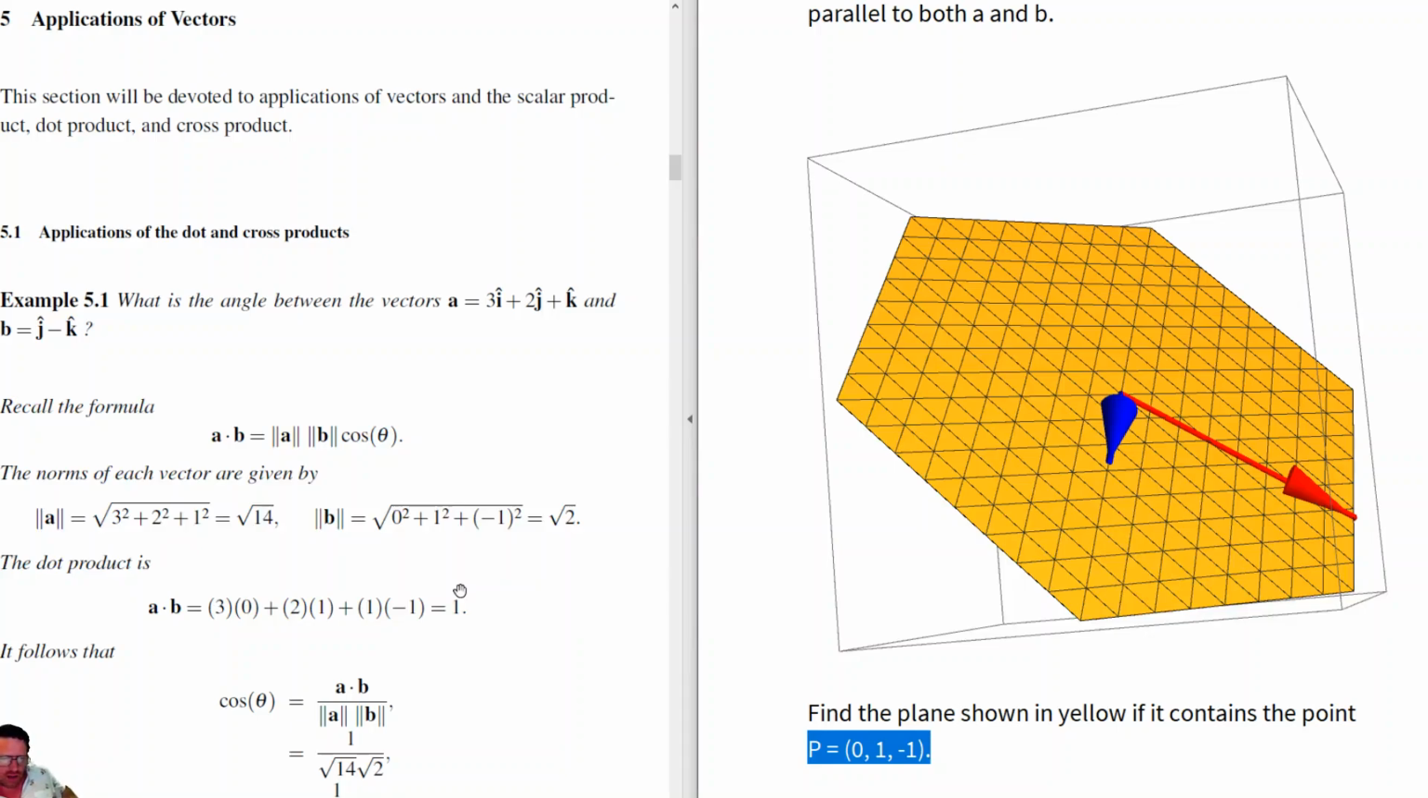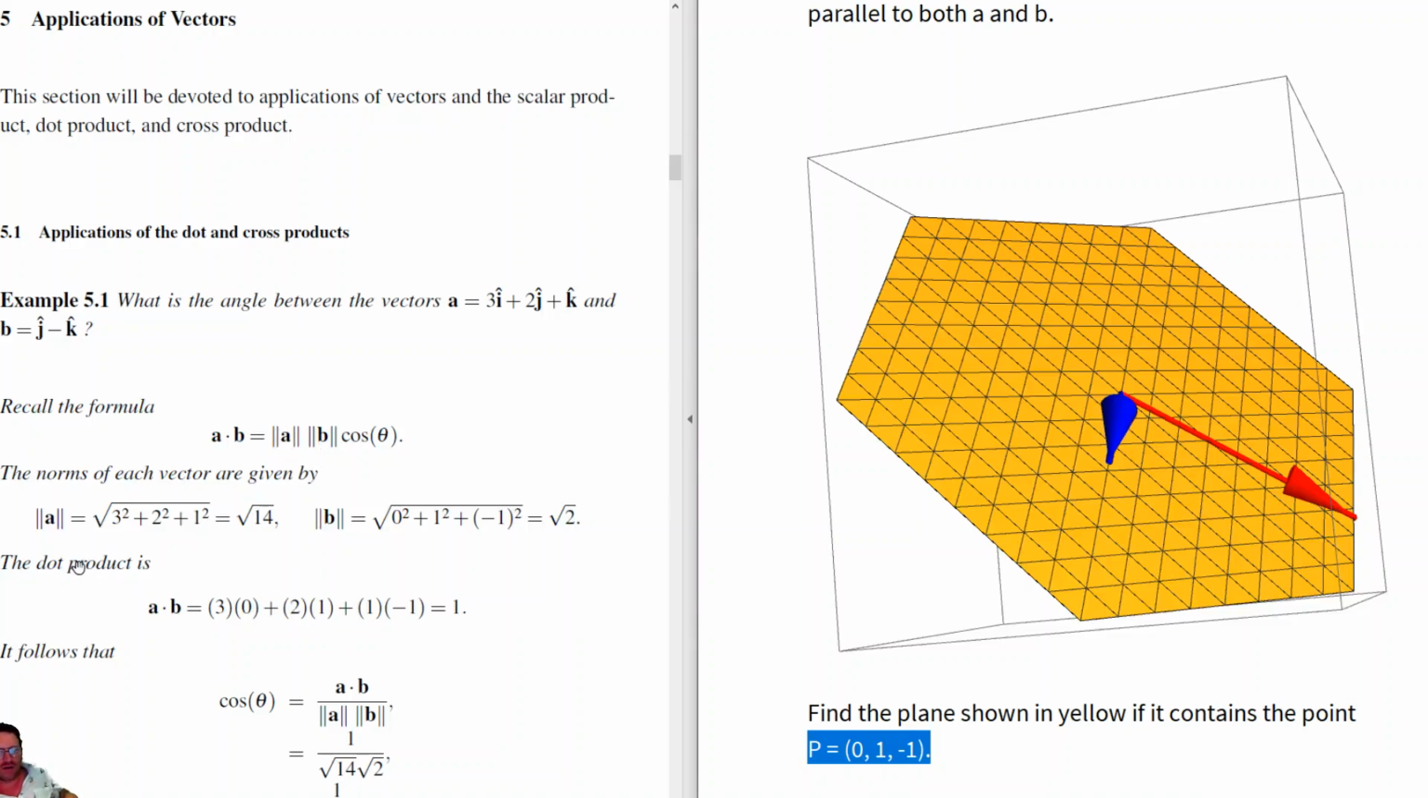So the norm of a is the square root of 3 squared plus 2 squared plus 1 squared, which is root 14. And the norm of b is the square root of 0 squared plus 1 squared plus minus 1 squared. And that is the square root of 0 plus 1 plus 1, which is the square root of 2. So in the formula, we would need to multiply together these two norms and put them there and there.